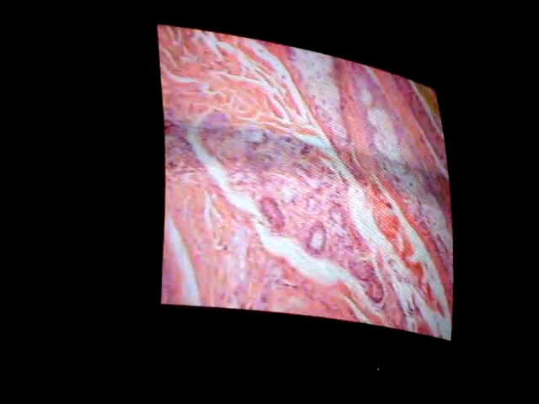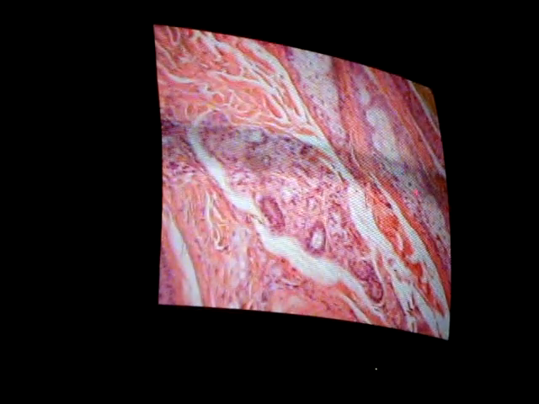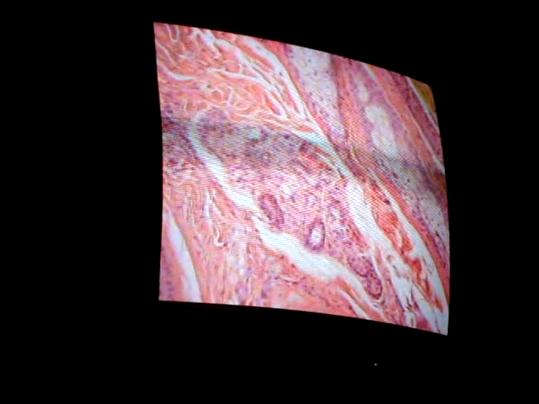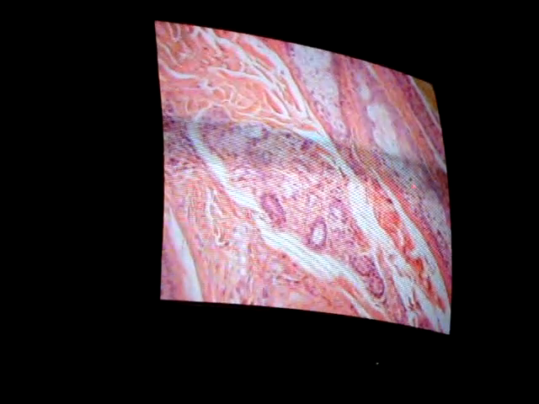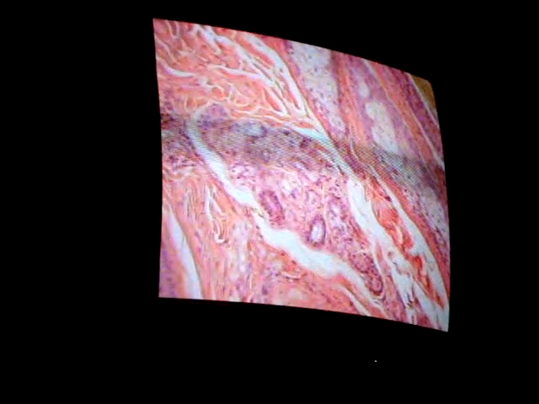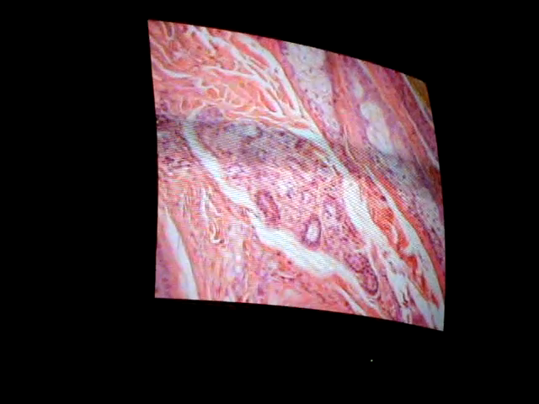Okay. And so here we have our sebaceous glands, and here we have the sudoriferous gland. This is the sweat gland. Notice it's kind of coiled. There's not a lot of white. It goes like a coil structure because it's simple coiled tubular.